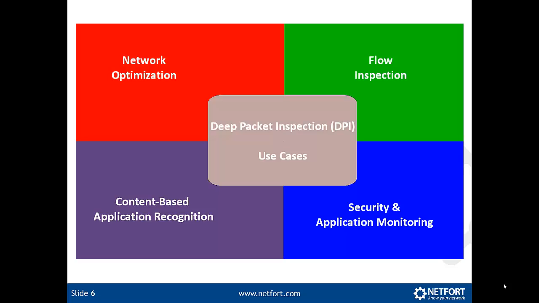So BBSRC picked LAN Guardian because it does have a deep packet inspection engine. And use cases for deep packet inspection include network optimization, flow inspection, content-based application recognition, and security and application monitoring. So from one tool, they were able to use all of these separate features.